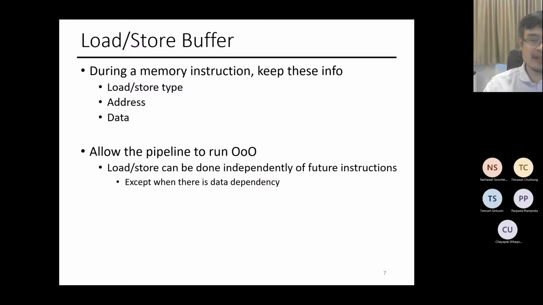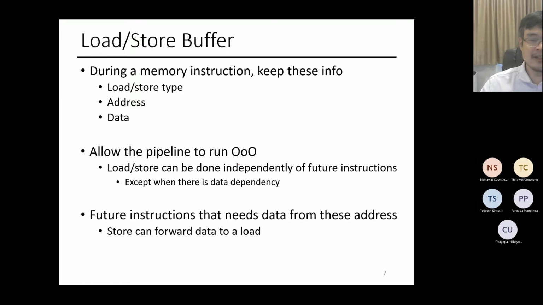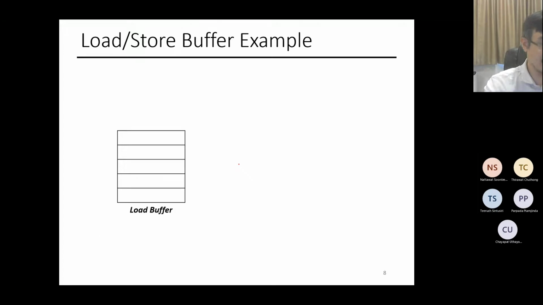Load and store can be done independently of future instructions. So let's say I have a future instruction coming in. It doesn't have any dependency on the load instruction. I can schedule that, right? And if you have a future instruction that needs the data from this address, I can also forward the data to the load. So here's an example.